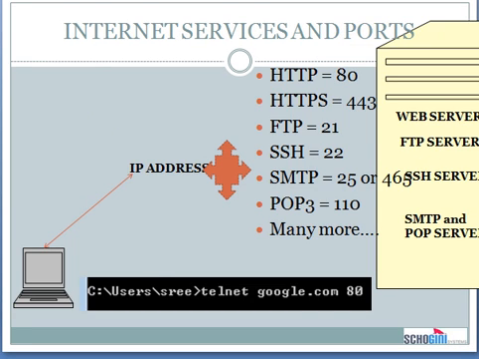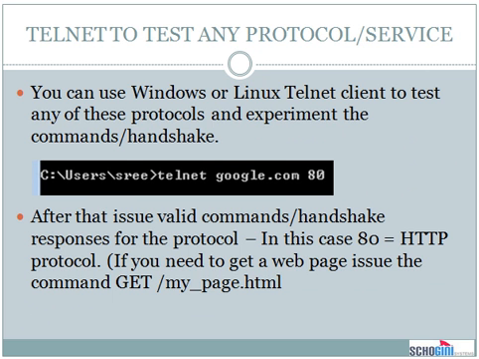Using a simple telnet program running on Windows or Linux, you can talk to any remote server on any specific port. For instance, if you need to talk to Google on port 80, you can type this command, or if you want to talk to another port, you can type this command and pick the protocol. For instance, if you are talking to a remote FTP server, you will use 21 instead of port 80 and then continue with the FTP protocol handshake systems.